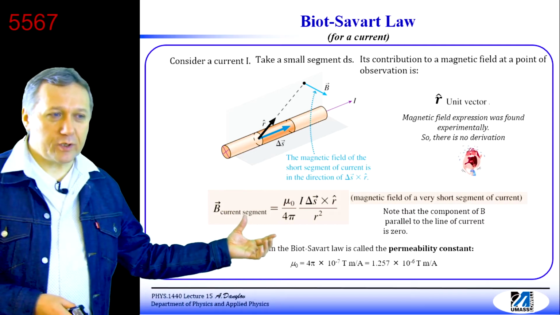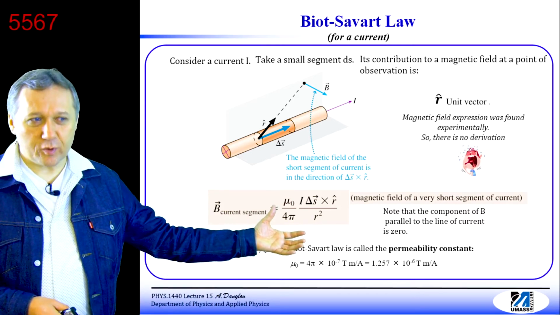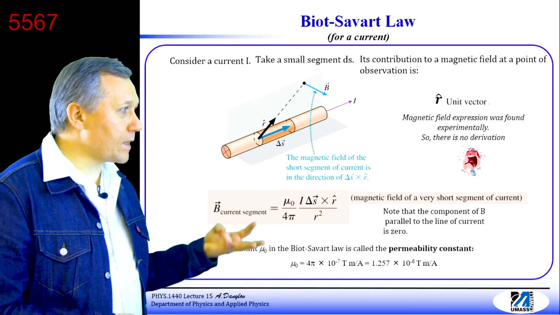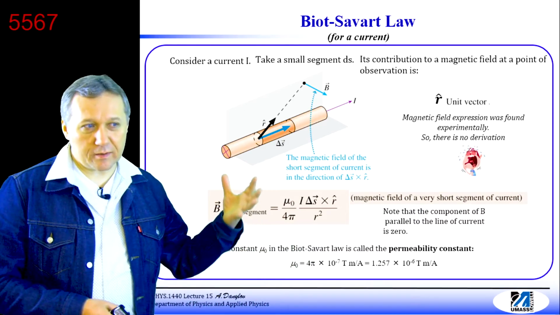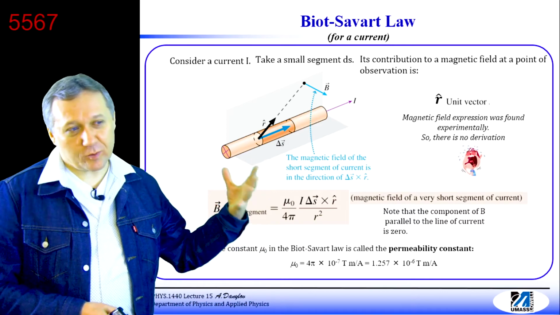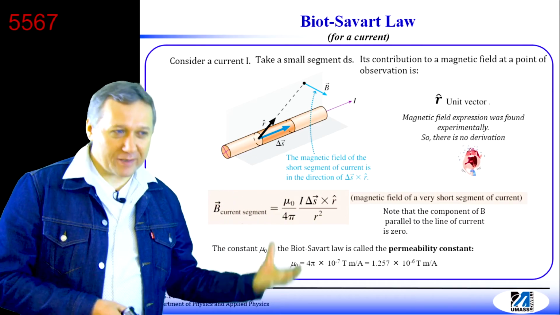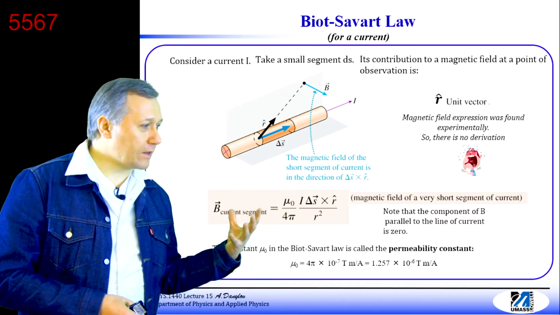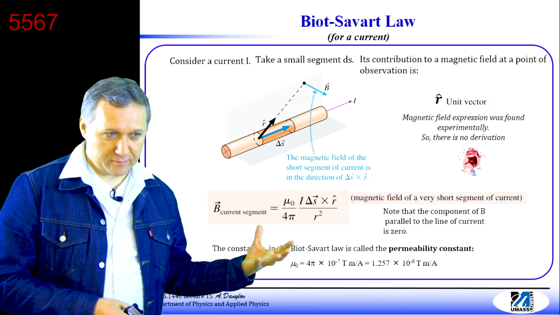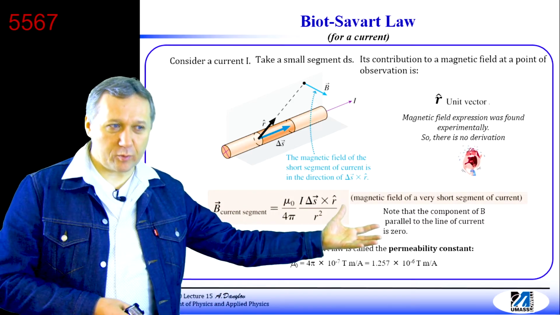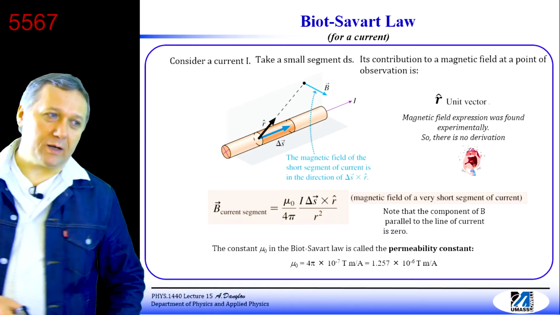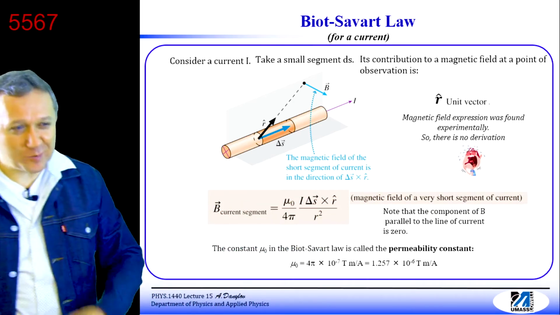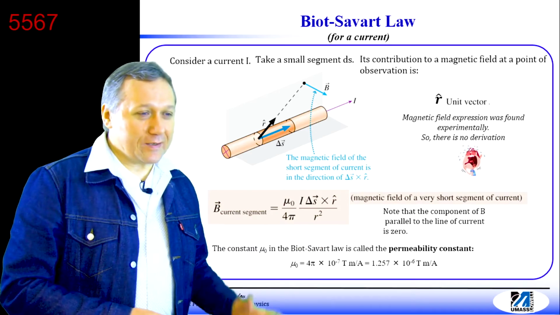Okay, and we introduced a new universal constant, mu naught, which is called permeability. You can think of this constant as a parameter which describes the magnetic properties of vacuum. It's similar to the idea behind epsilon naught. Epsilon naught plays the same role in the world of electricity, and mu naught in the world of magnetism.